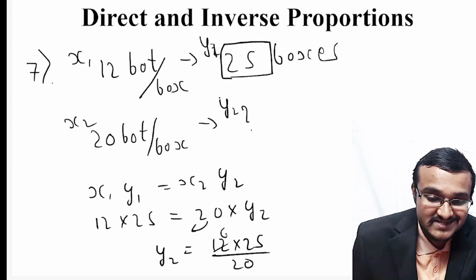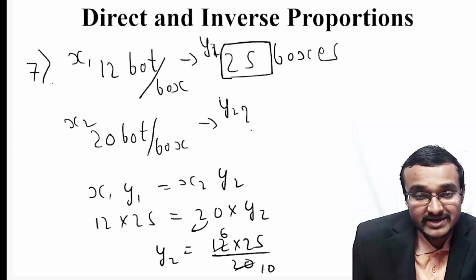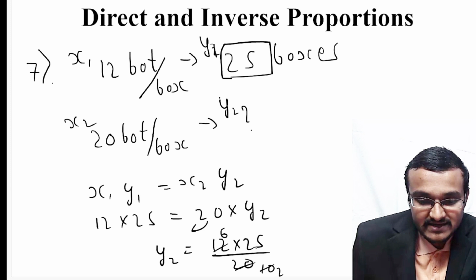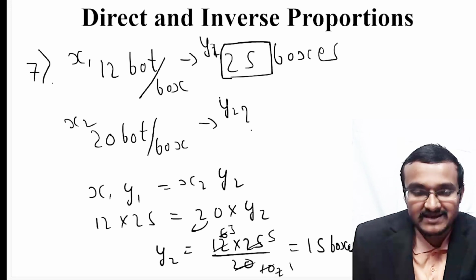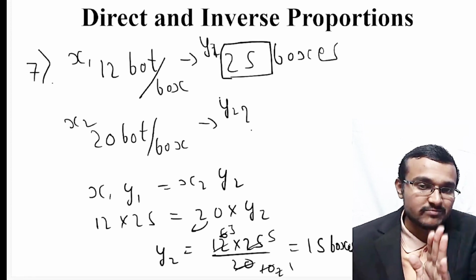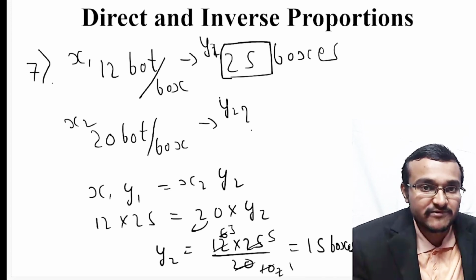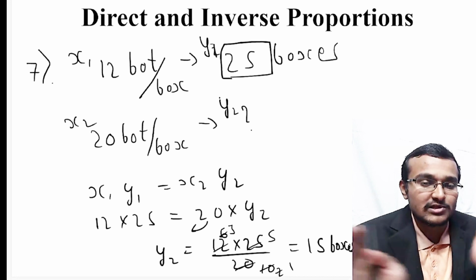So 2 6s are 12, 2 10s are 20, 5 2s are 10, 5 5s are 25, 2 1s are 2, 2 3s are 6. So 5 into 3 will be remaining, 5 3s are 15. So 15 boxes. So if they are filling 20 bottles in one particular box, then they require only 15 boxes to keep all the bottles.